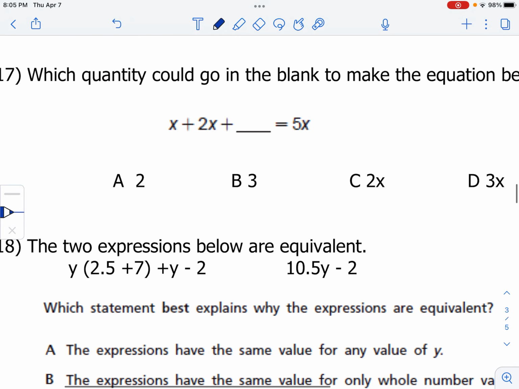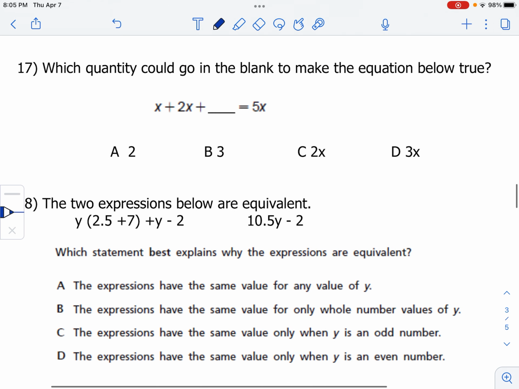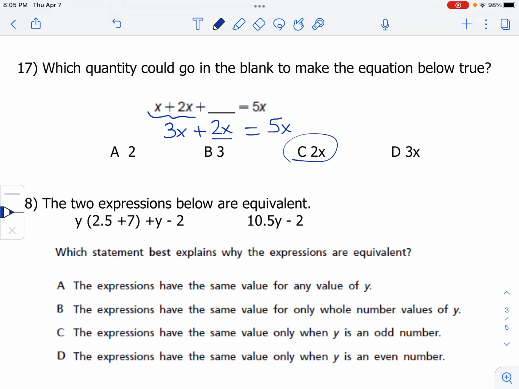All right, let's go on to number 17. What quantity could go in the blank to make the equation below true? Well, if I group these together, that's going to give us 3x. What should we add to 3x to make it into 5x? It has to be 2x. 3x plus 2x gives us 5x.